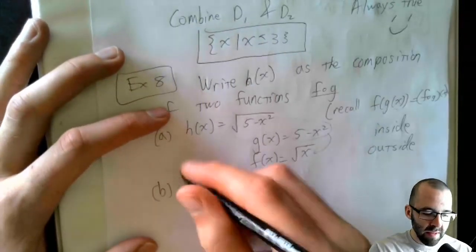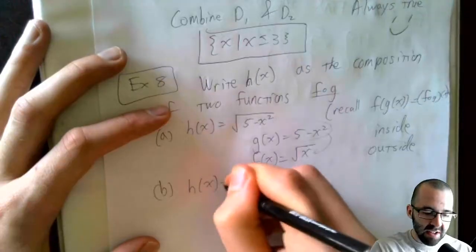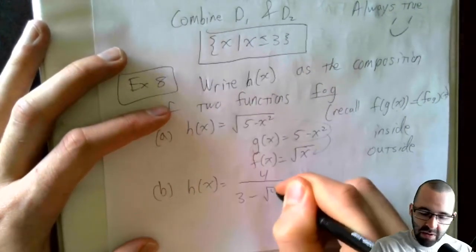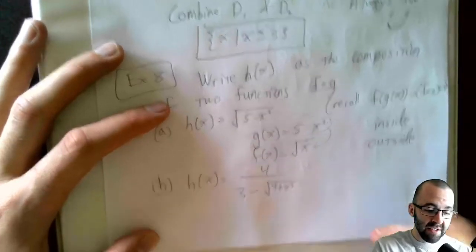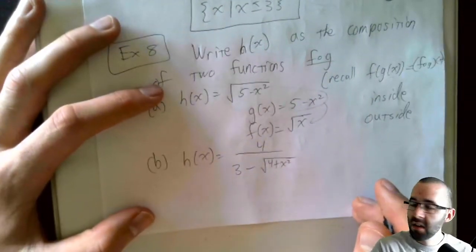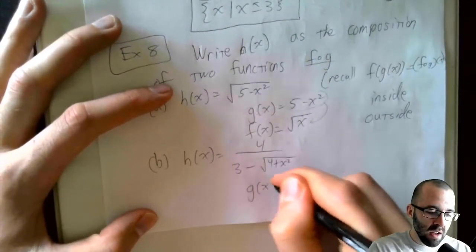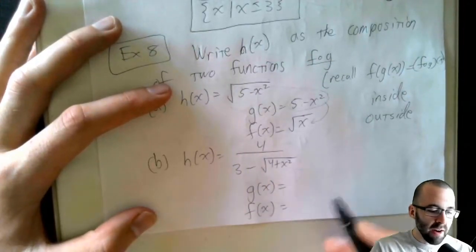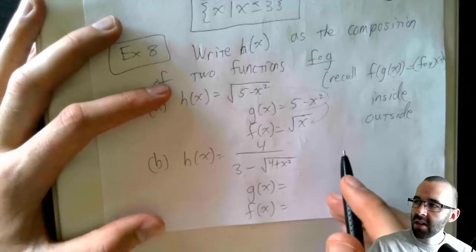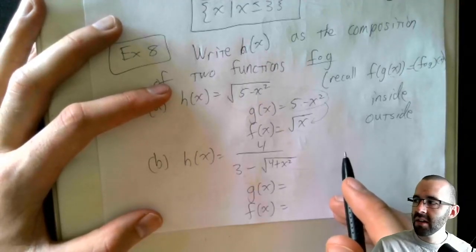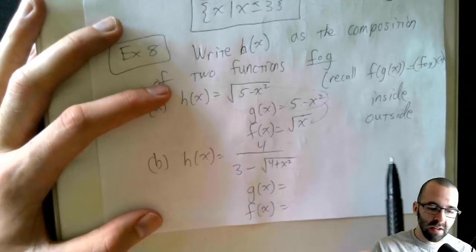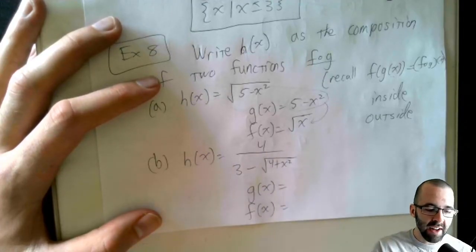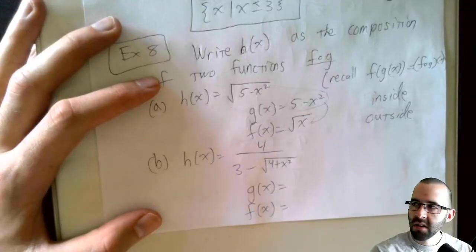Let's do another one. h of x equals 4 divided by 3 minus the square root of 4 plus x squared. There's a lot of answers for this one. Okay. But someone give me an inside function. And again, there's a lot of options. The outside function's usually harder. And you can follow the same logic that we did in part A, or you can extend the logic and choose a different inside function.